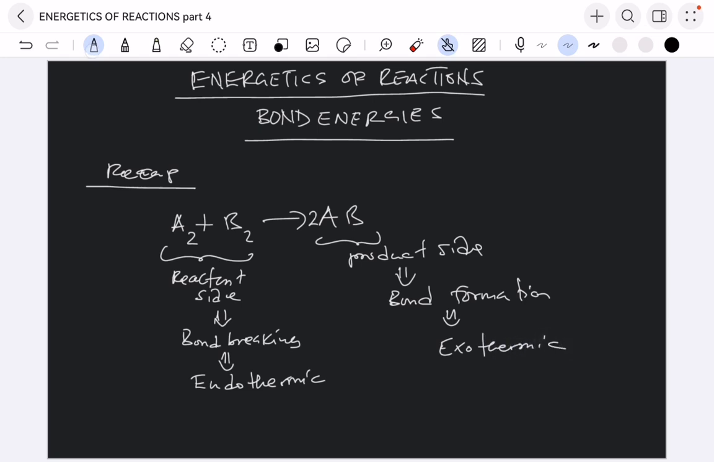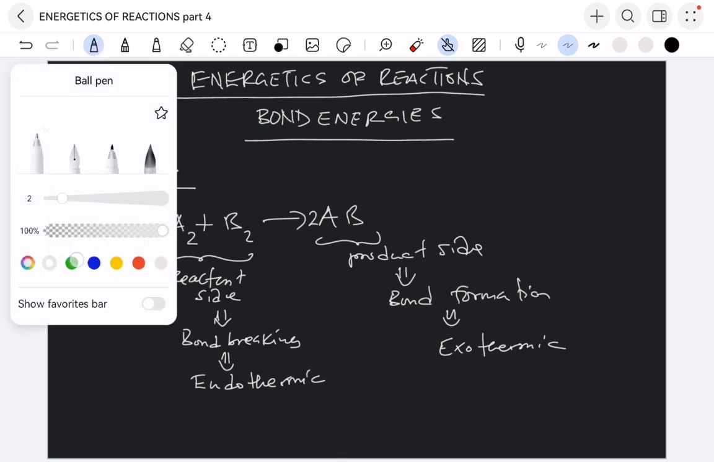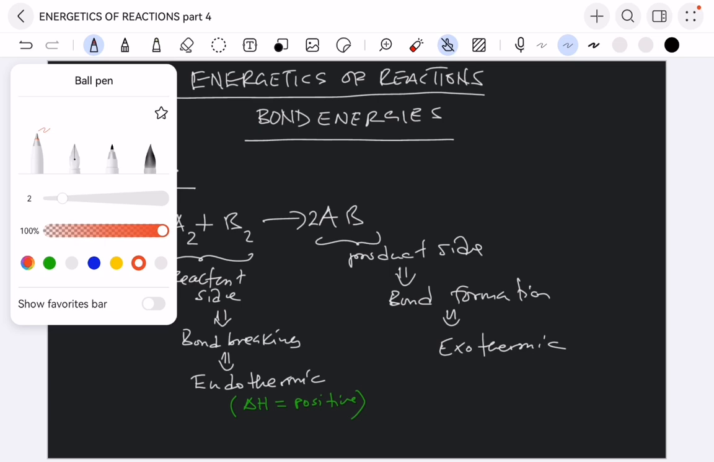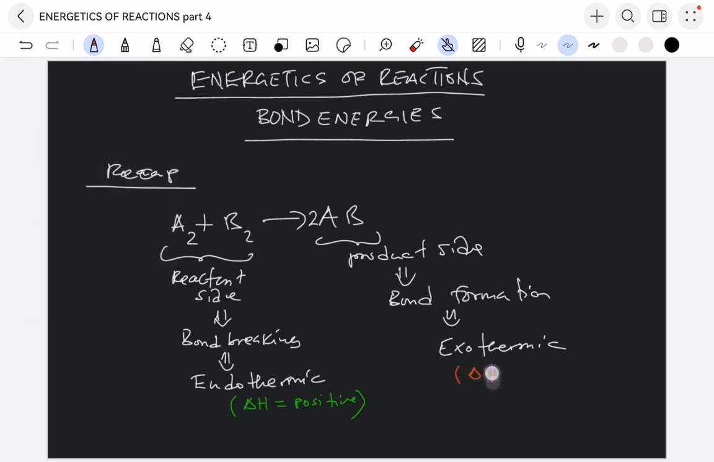Now, we can identify an endothermic by looking at an enthalpy which is always positive. Then we can identify an exothermic by looking at the enthalpy which is negative.